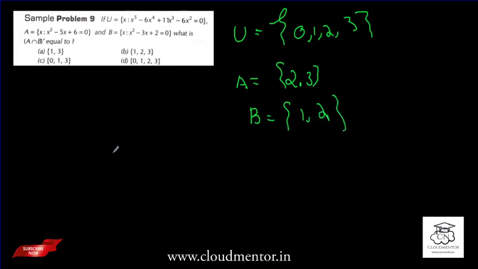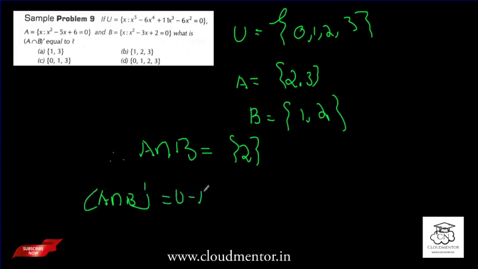So therefore A intersection B will be equal to the set 2, and hence the complement of A intersection B will be equal to U minus A intersection B. U is the total set, that is 0, 1, 2, 3, and so we get the complement of A intersection B as 0, 1 and 3, okay.